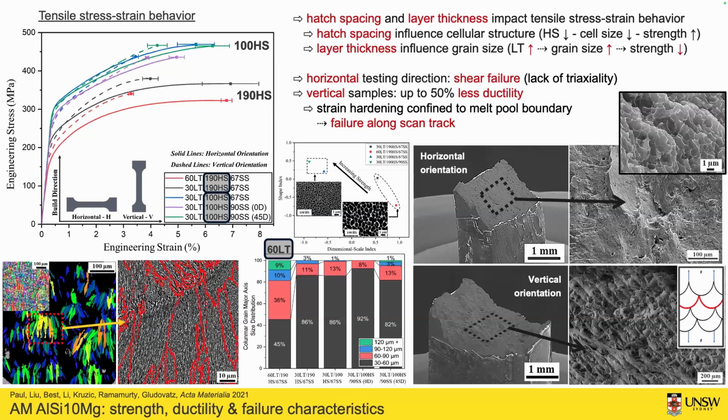The same for layer thickness. Layer thickness, as we said, influences the grains that grow here. And with increasing layer thickness, grain size goes up, therefore strength goes down.